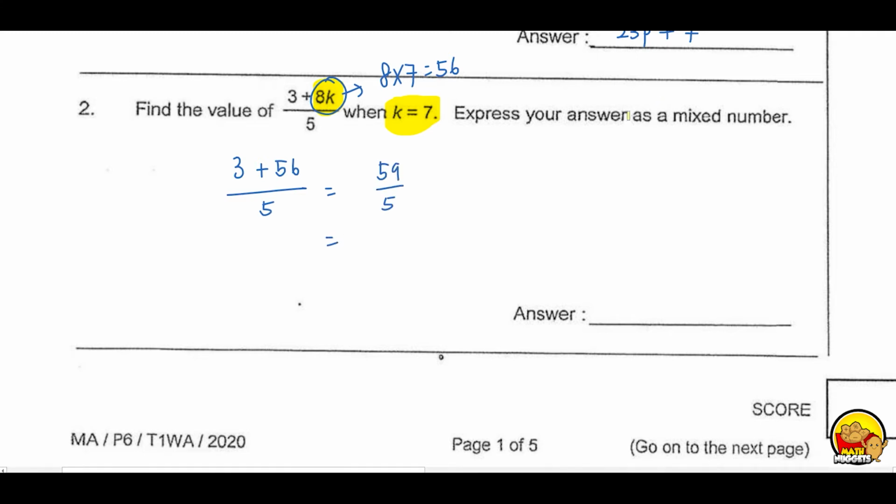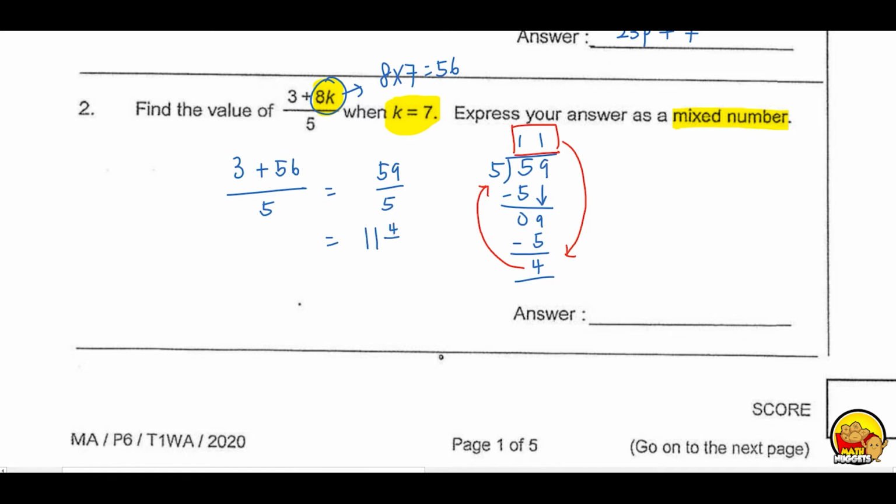And the question wants us to express our answer as a mixed number. So we can do long division to find out what it is. So as a mixed number, it would be 11 wholes, 4 out of 5. 11 wholes and 4/5.